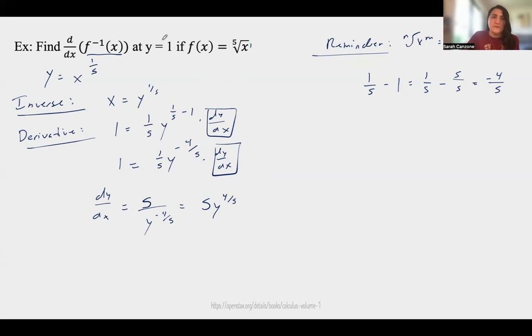Now, I was looking to evaluate this at y equals 1. So again, this is the evaluation bar at y equals 1. That just says to plug in 1 into our little equation here and see what we get. So this is 5 times 1 to the 4/5. But 1 to literally any power whatsoever is just 1. And so our answer is just going to be 5. So the derivative with respect to x of the inverse here at 1 is just 5.